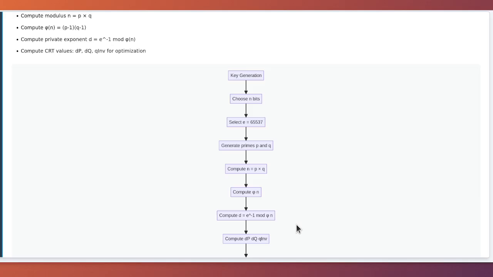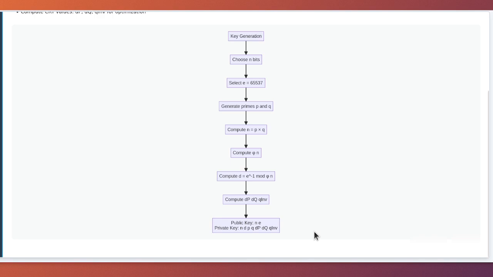Step 5 computes the private exponent d. First calculate phi of n, which equals P minus 1 times Q minus 1. Then compute d as the modular multiplicative inverse of E modulo phi of n. This means d times E is congruent to 1 modulo phi of n. The extended Euclidean algorithm efficiently computes this inverse. Finally, compute the CRT optimization values. dp equals d mod p minus 1, dq equals d mod q minus 1, and q inverse equals the inverse of q mod p. These values dramatically speed up private key operations and should be stored with the private key.